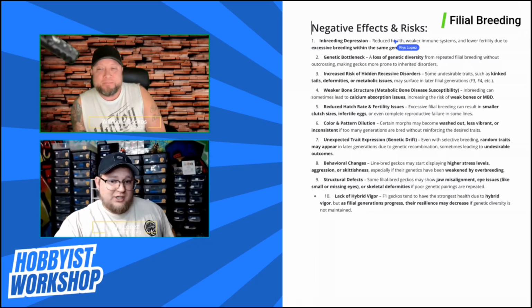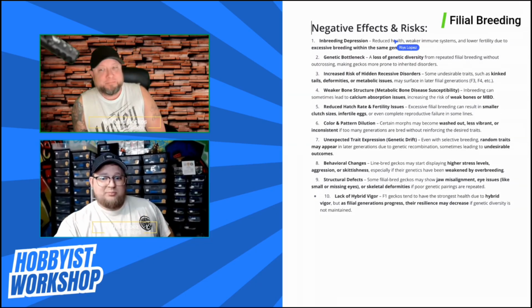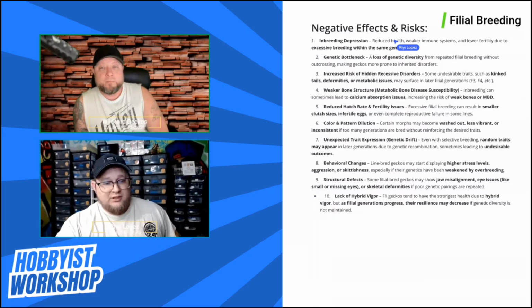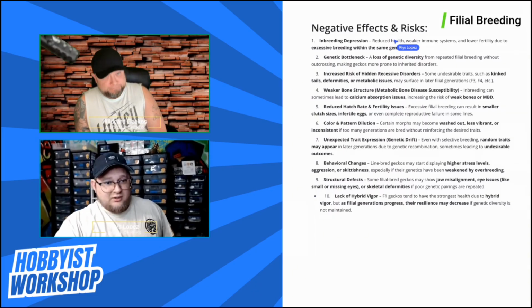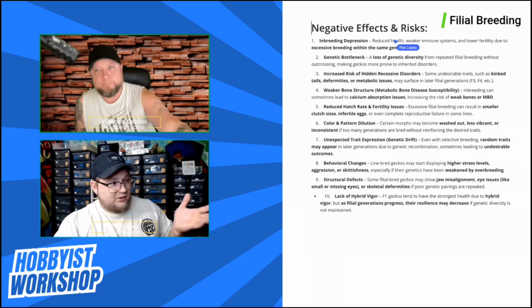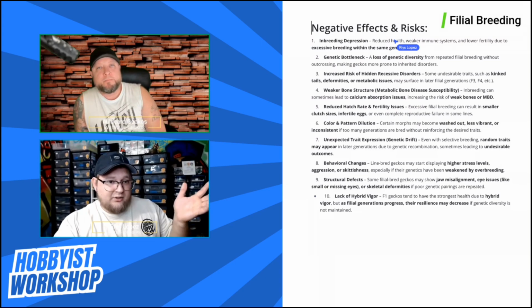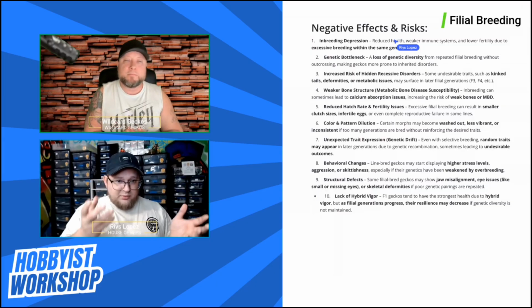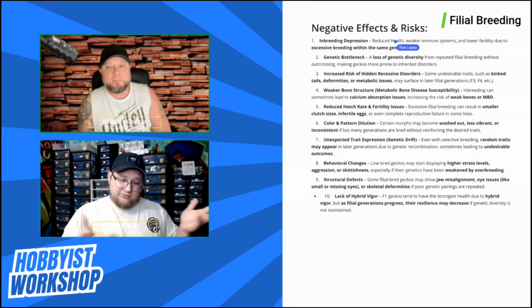Behavioral changes. Line breeding geckos may start displaying higher stress levels, more aggression. A lot of things could go wrong here. Structural defects, like we see in Black Knights, shorter snouts, smaller bodies, stubby tails, all types of things like that. And then a big lack of hybrid vigor. It all comes down to the health of the gecko. So we're exchanging the quality of the morph and pattern and the colors for the health of the gecko as it decreases. So you want to keep a balance and maintain. Otherwise, we run into too many issues.